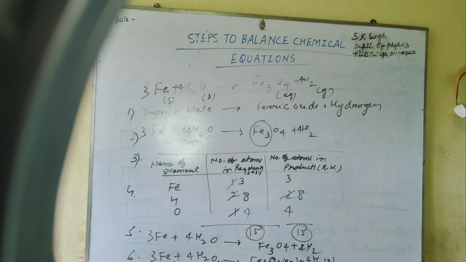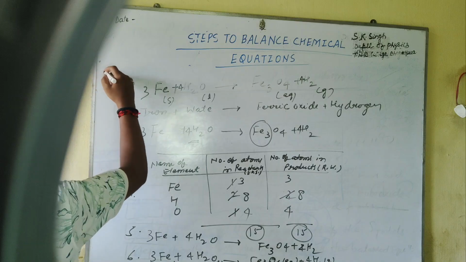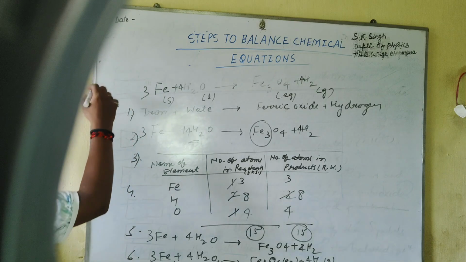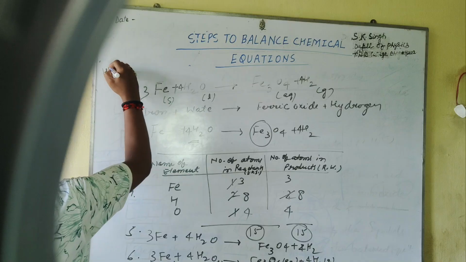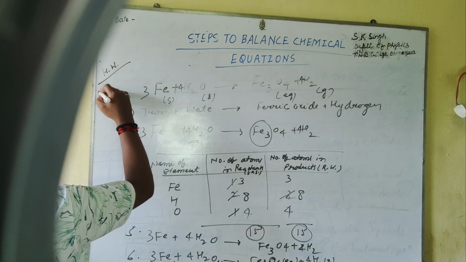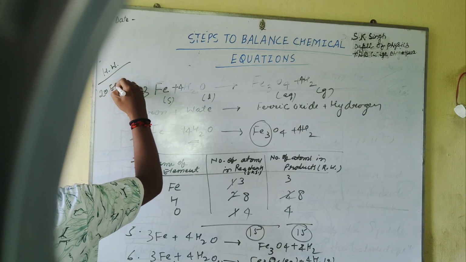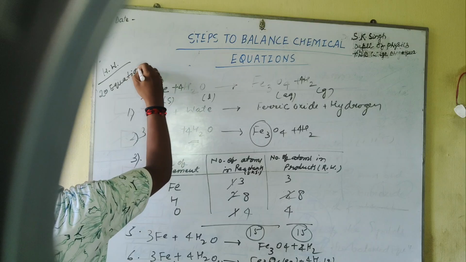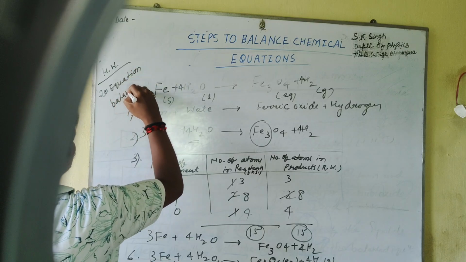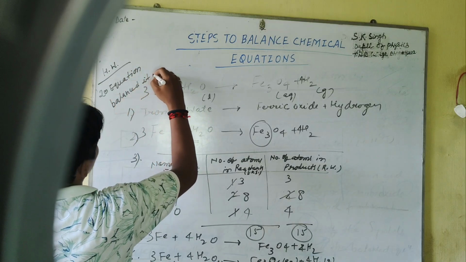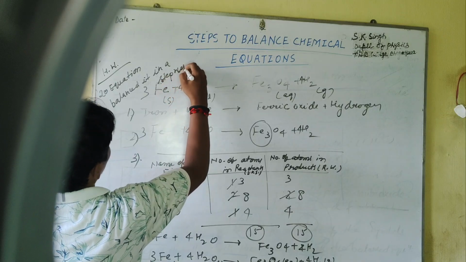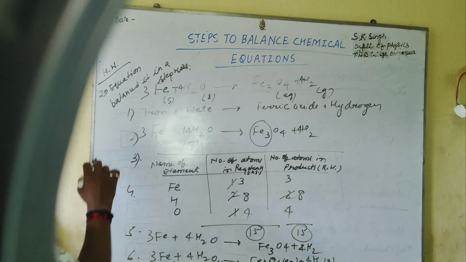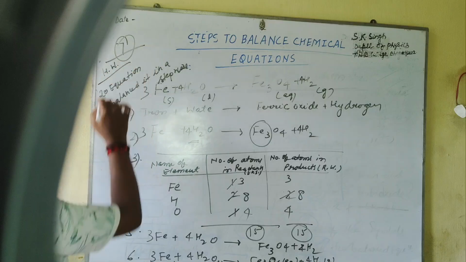So all about these are the examples. Students, I am giving you 4 examples of balanced chemical equations. This is your homework today. You can do more than 20 equations. Balance them stepwise. There are 7 steps.